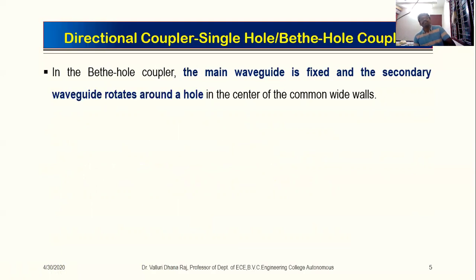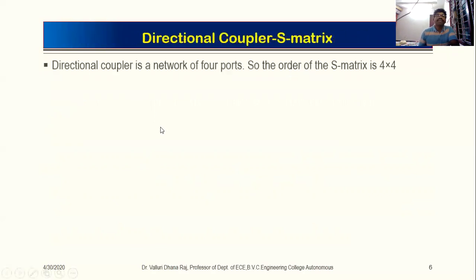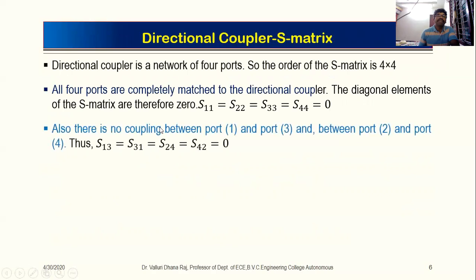So in the Bethe hole directional coupler, which is a single hole directional coupler, the main waveguide is fixed, and the secondary waveguide is rotated around a hole in the center of the common wall. As I said, the coupling between the primary and secondary will be decided by the amount of angle that is made between the primary and secondary waveguides.